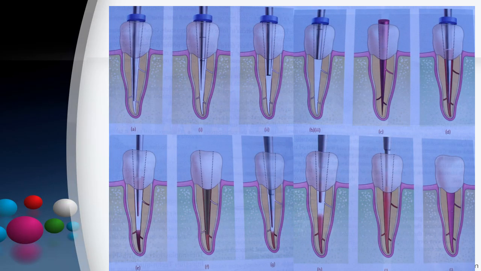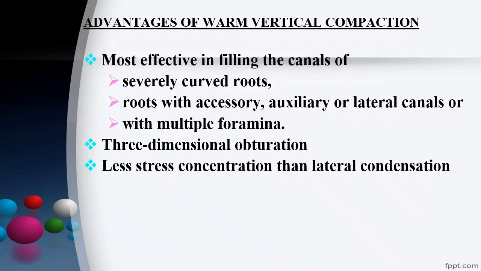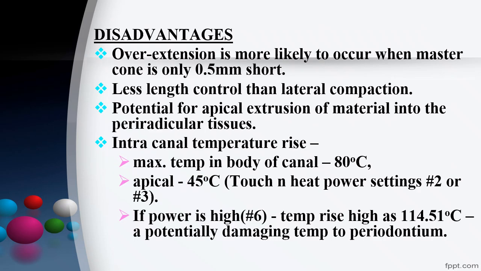This is a schematic representation of the warm vertical compaction technique, where first we fill the apical third, followed by the middle third, and then the coronal third. So this is how the filling goes. The advantages of warm vertical compaction are that it is most effective in filling canals in severely curved roots, roots with accessory, auxiliary and lateral canals, or with multiple foramina. Three-dimensional obturation is achieved because you are melting the GP and condensing it so that it gets pushed into the lateral canals, and there is less stress concentration than with lateral compaction.